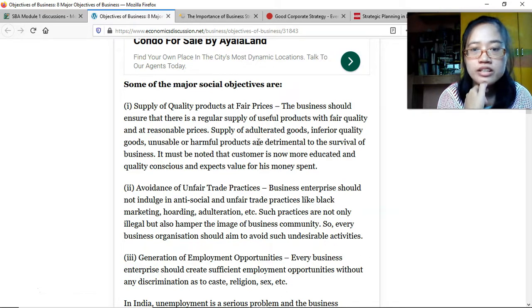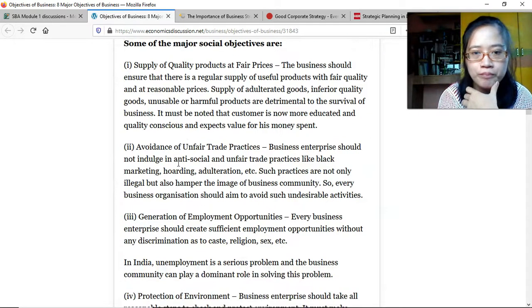Supply of adulterated goods, inferior quality goods, unusable or harmful products are detrimental to the survival of business. Kasi nga, low ratings, irereklamo ka, hindi kayo tatagal. Okay? Masisira yung image, yung brand, or most probably the image that you're going to create is yung kapalpakan ng business. Okay, so it's not going to be good for, you know, survival ng company. So avoid dapat yung mga yan.